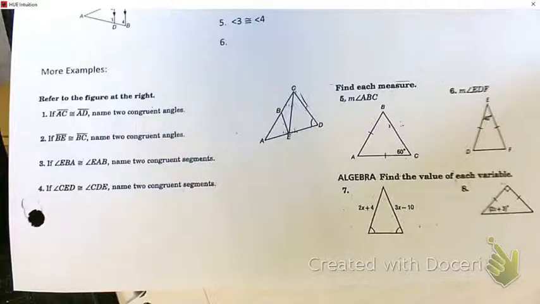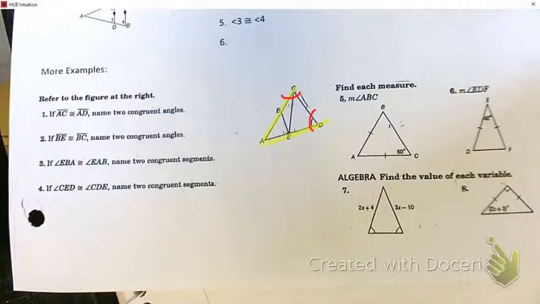If you look at number one, it says AC is congruent to AD. Okay, I'm going to highlight it. AC is congruent to AD. Those two sides are congruent. So if those two sides are congruent, what two angles are congruent? This one and this one. Does that make sense?